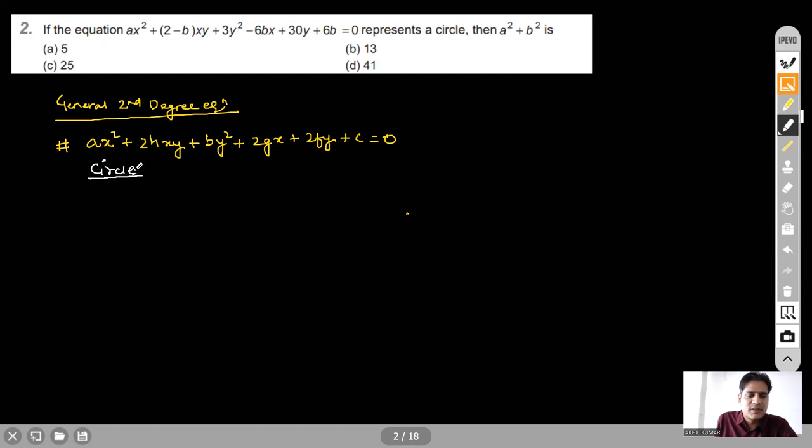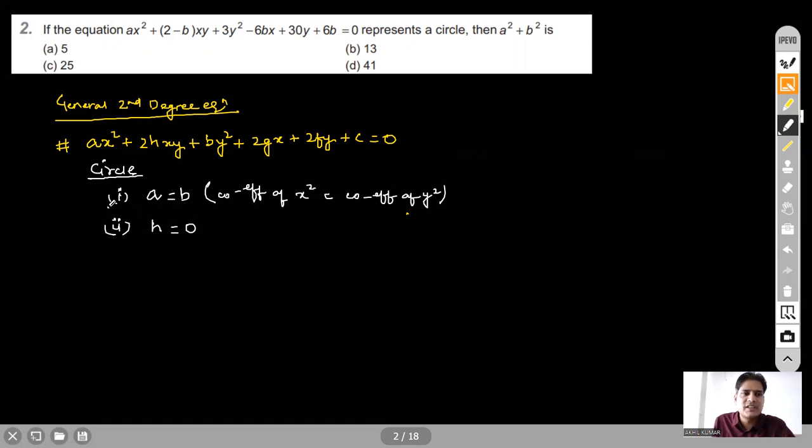For this general second degree equation to represent a circle, two conditions are required. The first condition is A must be equal to B, means the coefficient of x square must be equal to the coefficient of y square. And the second condition is the coefficient of xy will be zero, that means h is equal to zero. So these two conditions must be satisfied, then only this general second degree equation will represent a circle, right?